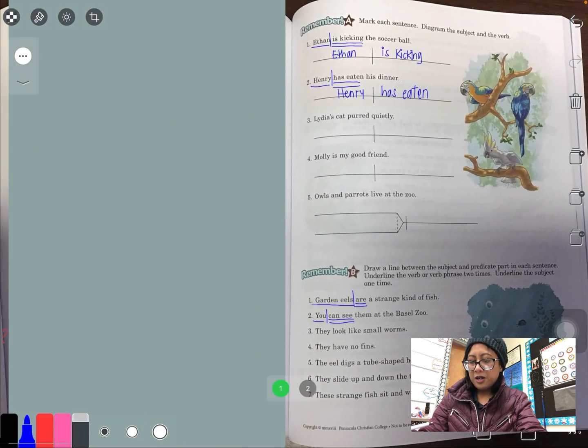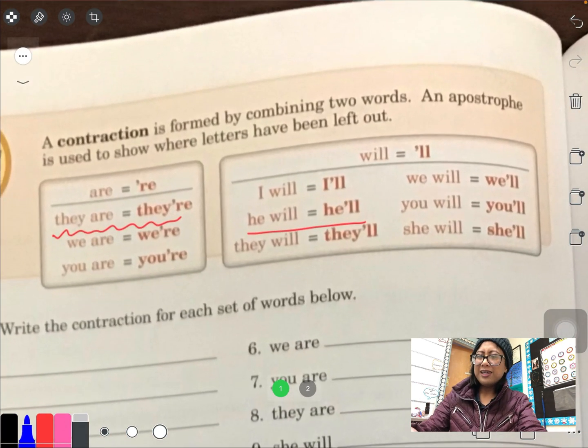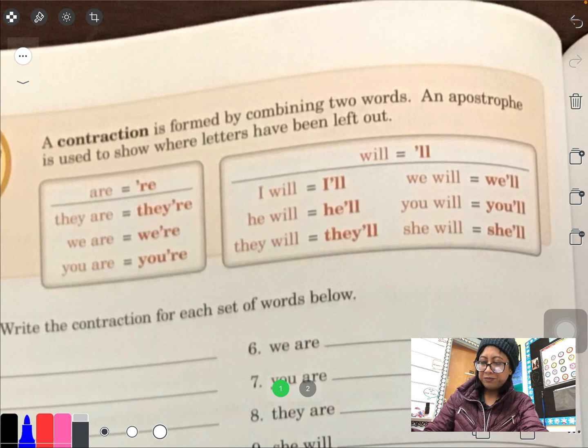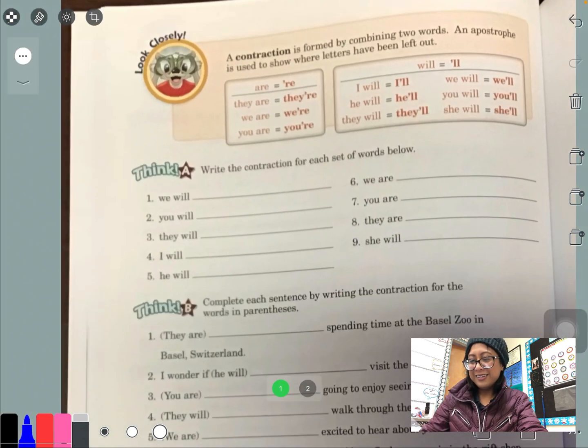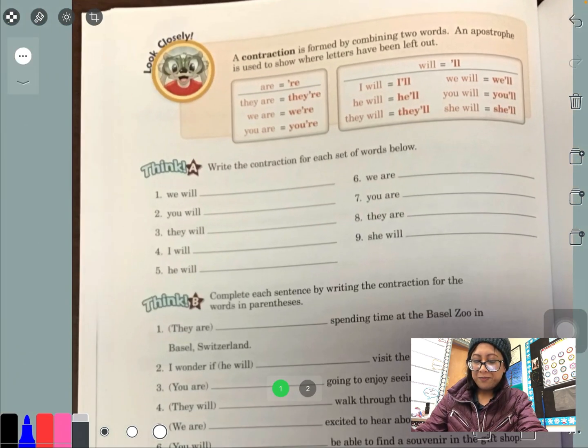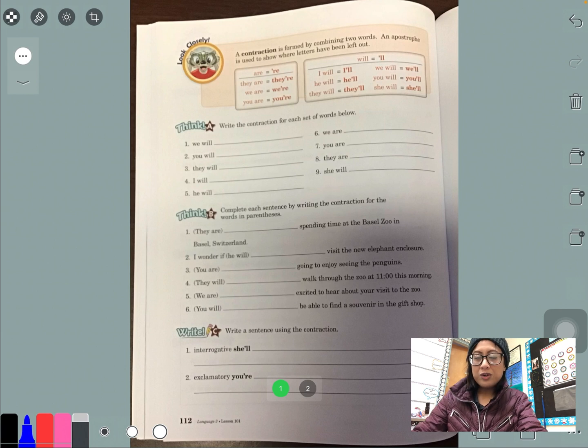But today's objective really was to do some level 4 thinking where we restructured words into their contractions. And I like how the book set it up here: when you're saying are, you're saying there with apostrophe RE. When you're saying will, you've got apostrophe LL. You did a lot of restructuring here in Think A and even in Think B, which again, you can do on your own, and then we'll see how we do at our Zoom meeting.